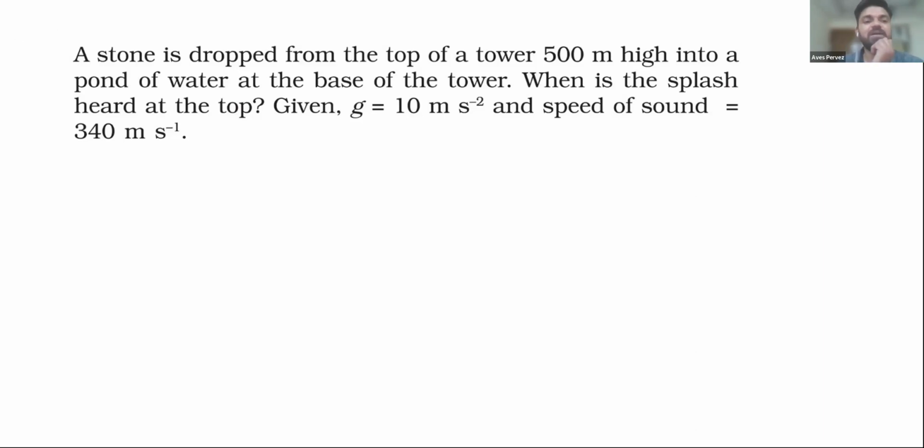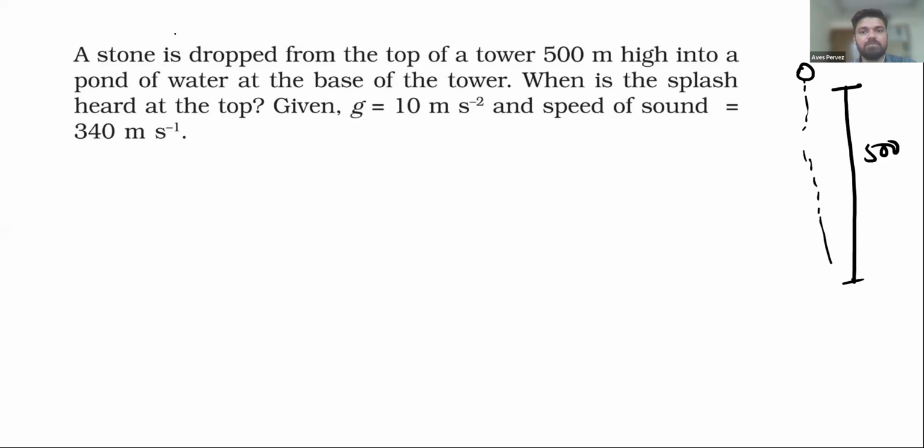So what is being asked here? A stone is dropped from the top of a tower of 500-meter height into a pond. Okay, so this is the top of a tower, and from this a stone is dropped from a height of 500 meters. Okay, the stone is dropped from this height. Okay, got it? Yes, sir. Okay, sir.